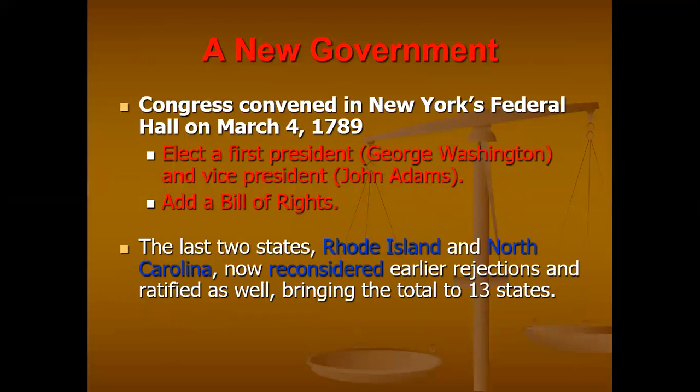All right, so Congress convenes in New York March 4th, 1789, and they elect the first president of the United States, George Washington, and the first vice president, John Adams, and they officially added the Bill of Rights to the Constitution. The last two states, Rhode Island and North Carolina, now reconsidered their earlier rejections and ratified the Constitution, bringing the grand total to 13 states approving. So they all approved.